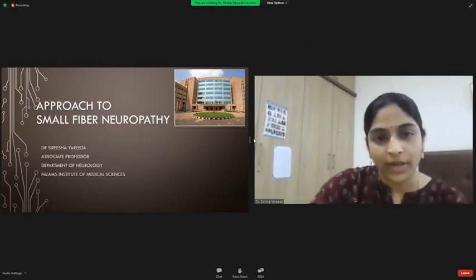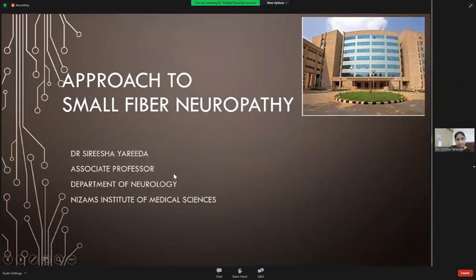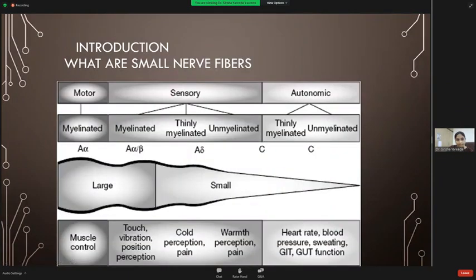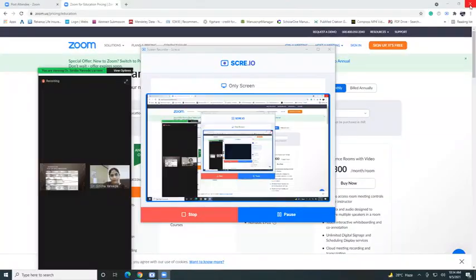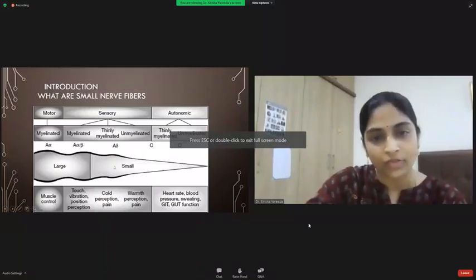So how do we approach a small fiber neuropathy? The practical aspects I'll be trying to cover here. First of all, what are small nerve fibers? We should understand what the small nerve fibers are and how they are different from the large nerve fibers. If you look at the nerve fibers, they are of large and small.